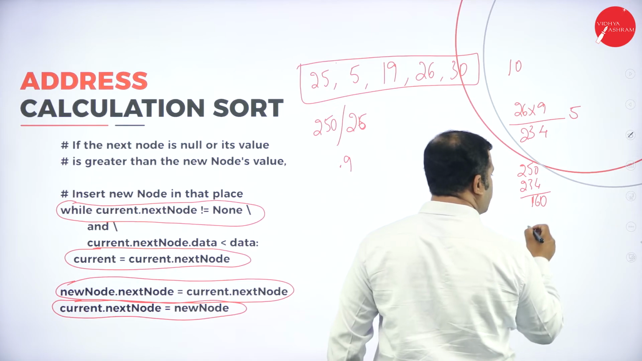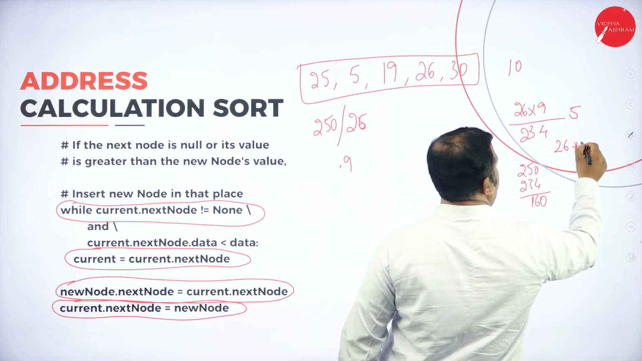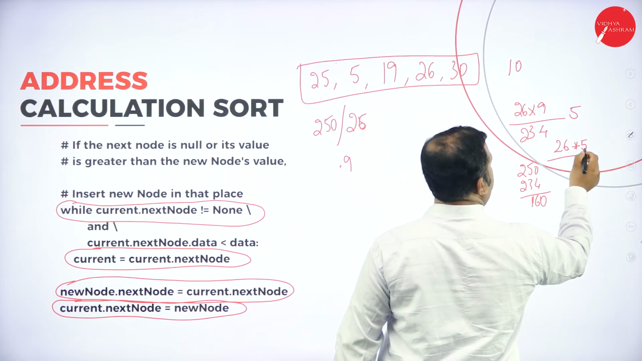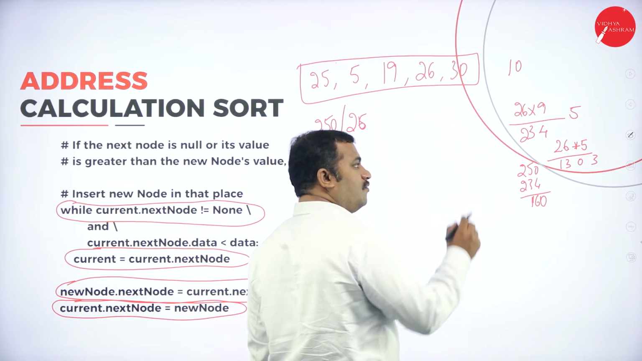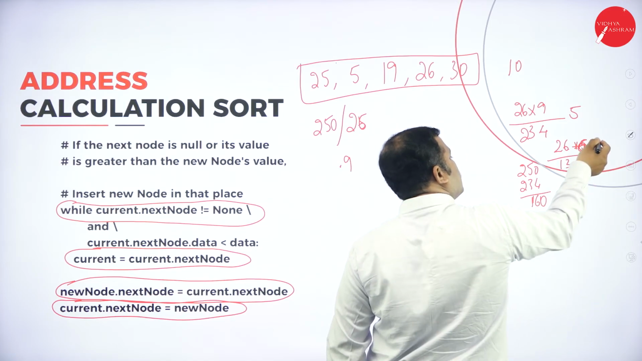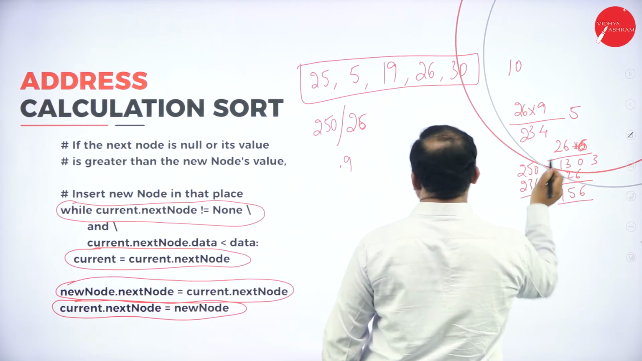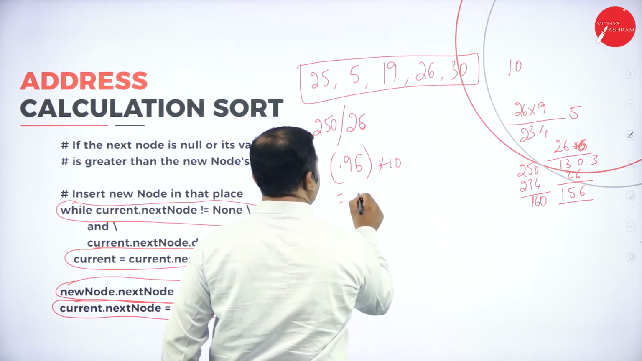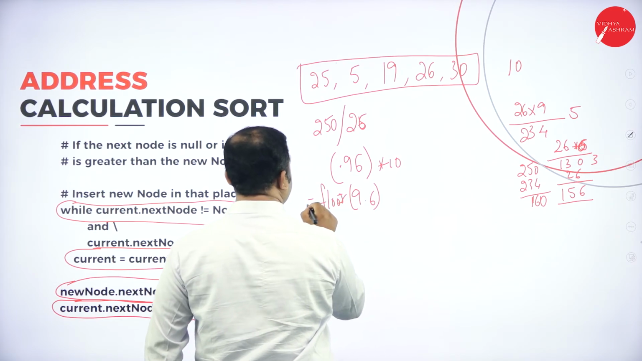Then 26. What is the value of that? 26 into 5s are, 6 5s are 30, 0, 3 carry, 2 5s are 10 plus 3, 13, 130. 26 5s are 130. What is the value of 26 6s? 26 6s plus add 26, it turns out to be the value 651, that is 6. 0.96 is the value. 0.96 star 10, what is the value we get? 9.6. The floor of this is equal to 9.